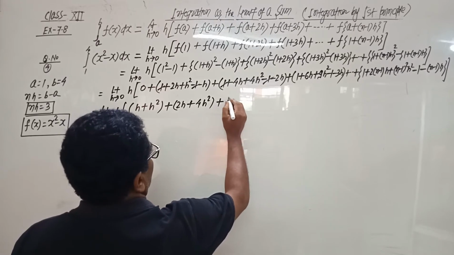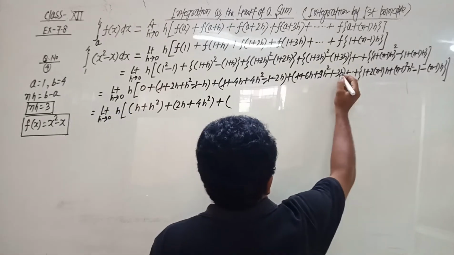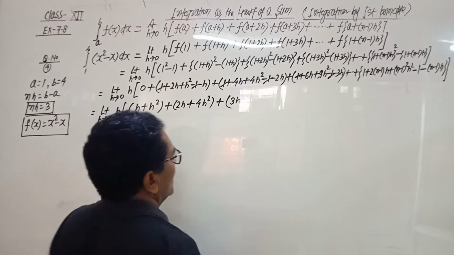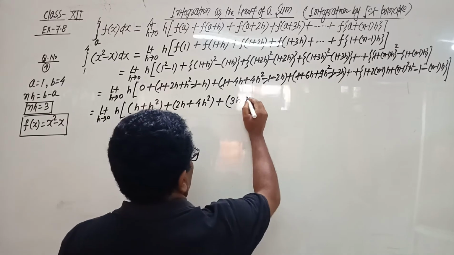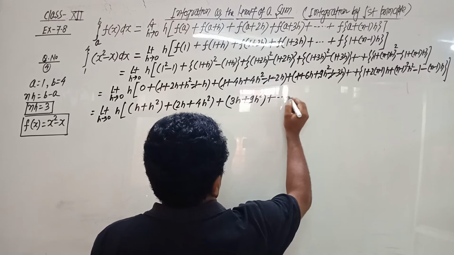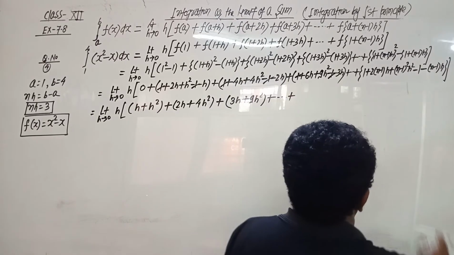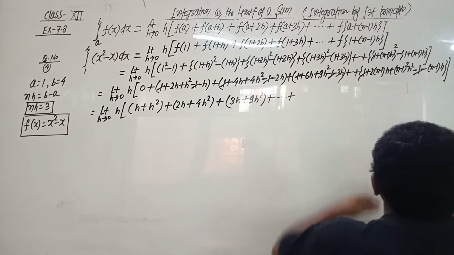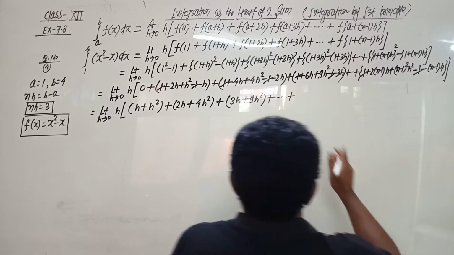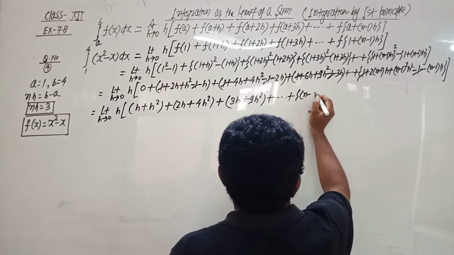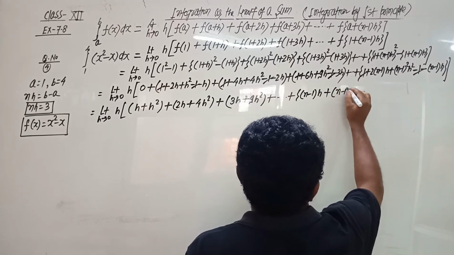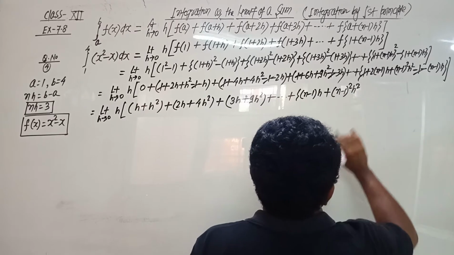Then plus, 1 gets cancelled, and 6h minus 3h, we get 3h, and plus 9h square. Then plus dot dot plus, again 1 gets cancelled, and 2 times (n minus 1)h minus 1 times (n minus 1)h, we get (n minus 1) into h, and plus (n minus 1) whole square and h square.